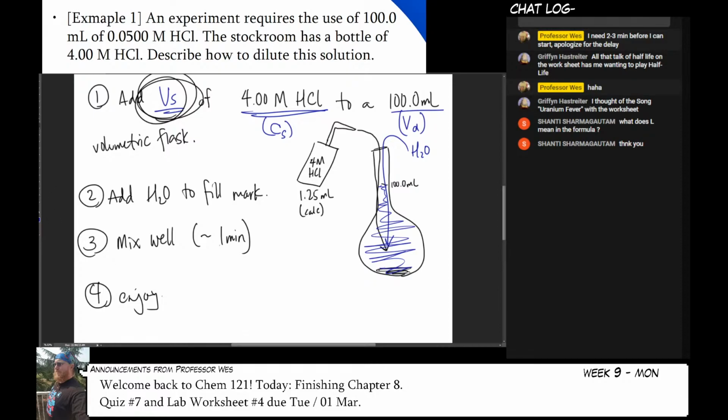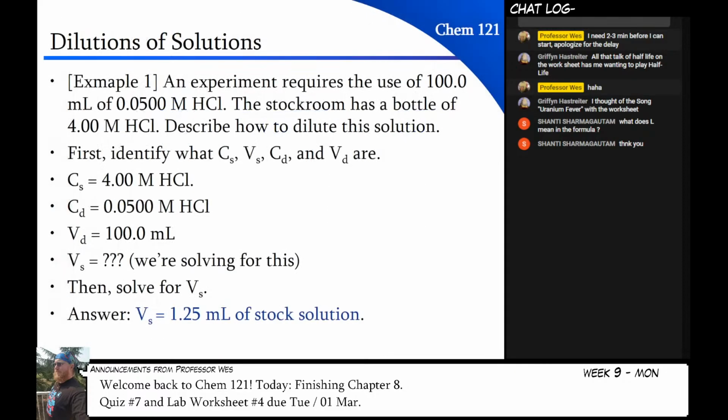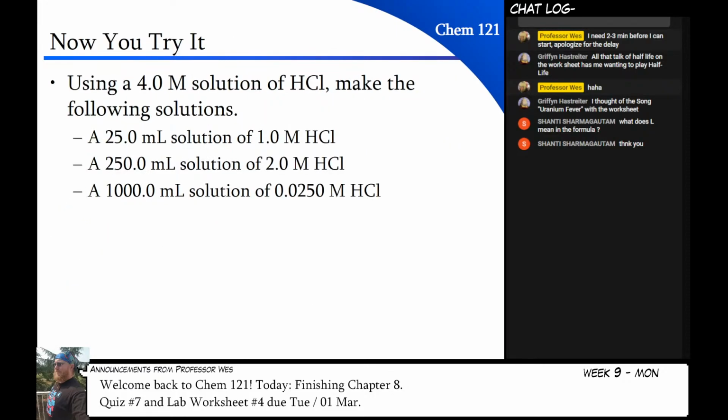All right, that's how you do dilutions. So I'm going to give you a dilution now to do, for you to calculate the amount of stock solution. So here we go. I'm going to give you 4 molar HCl again, because it's just what I have in the stock room. We're not very creative. We only have 1 solution in there. I want you to make these 3 solutions. So you're going to use the dilution formula 3 separate times. So these are independent problems. So I want you to calculate how much stock solution you need to make 25 mils of 1 molar HCl.